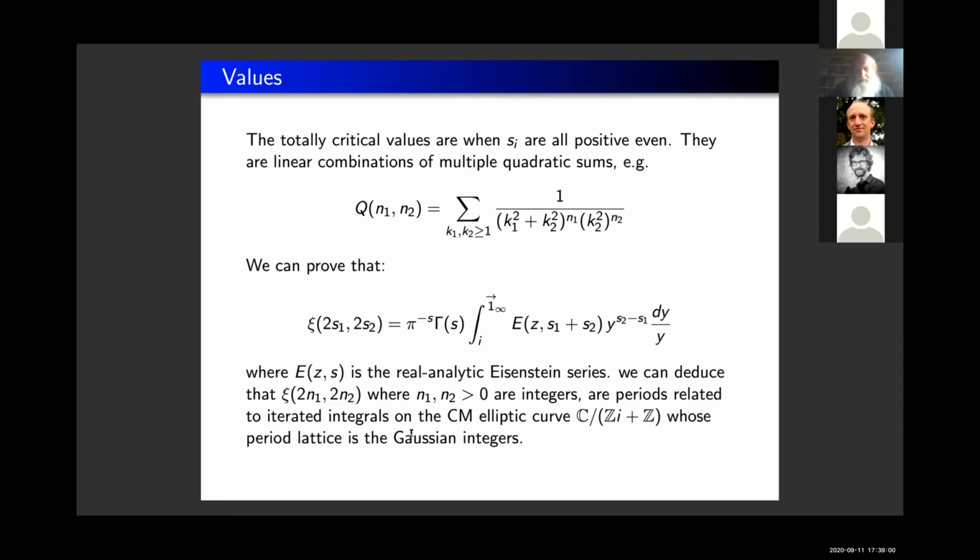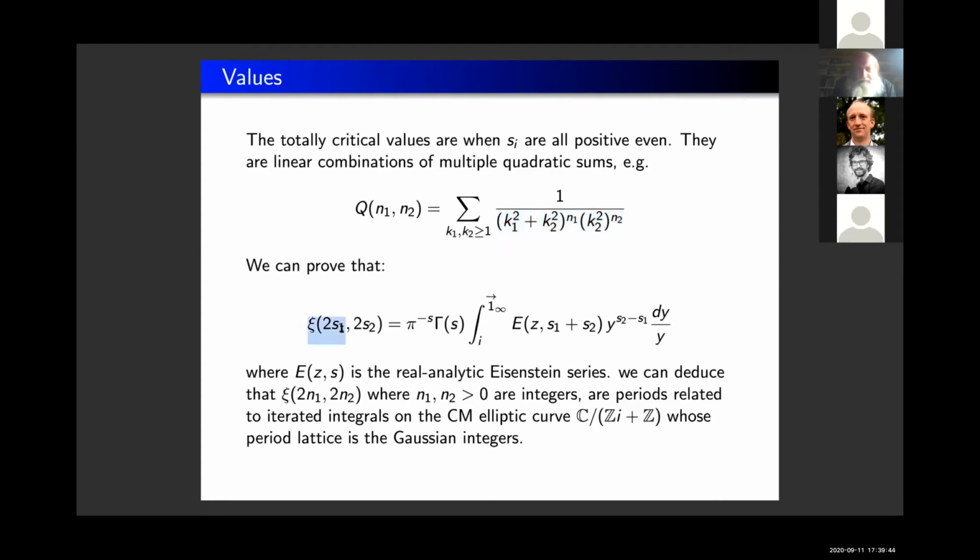So in fact, in general, if you look at these totally even values, they can always be written in terms of what I call multiple quadratic sums. I only wrote down the case r equals 2 here, but they're nested sums, a bit like a multiple zeta value, where now instead of putting an integer to a power, you have this quadratic term, k1 squared plus k2 squared. And in general, you'd have k1 squared up to k_r squared. These things turn up a lot in the study of lattice sums. They're connected with various questions in physics.